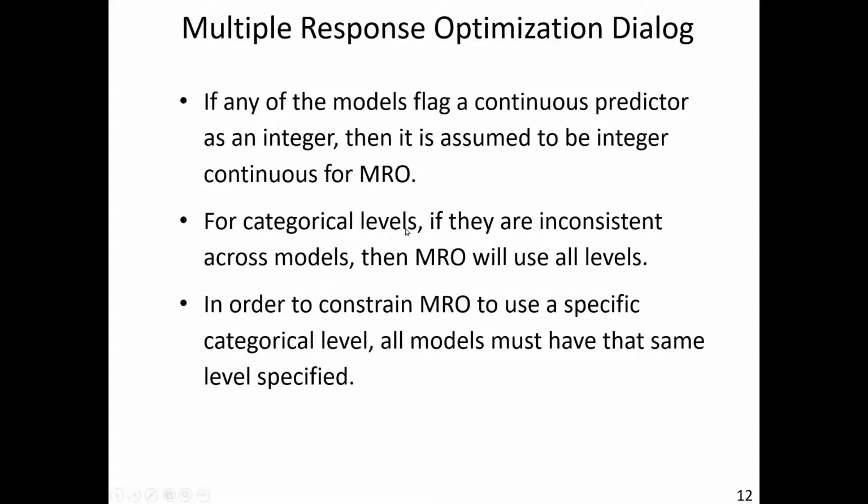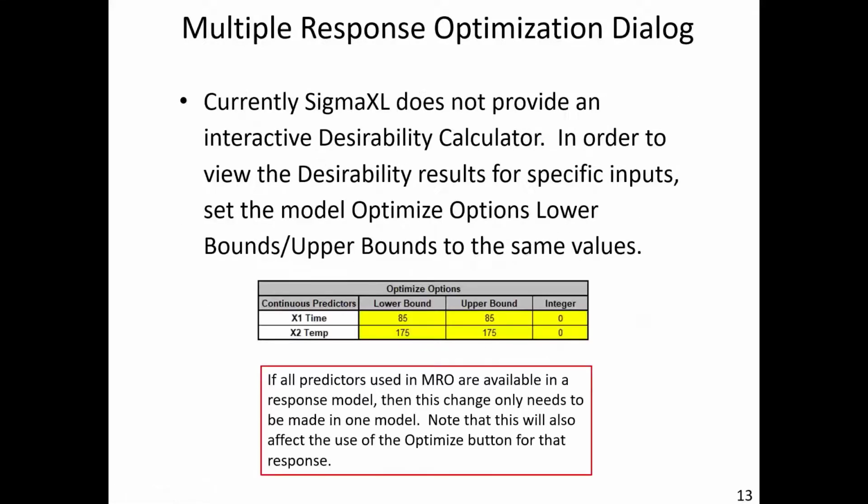Now, the only thing is for categorical levels, if there's an inconsistency across levels, then MRO is going to use all levels. You would have to actually go through each model and specify a particular categorical level. So it's a little bit of an inconvenience, but that's actually very rare. Most of the time for MRO problems, we're dealing with continuous predictors, coming say from a designed experiment, but I just want to mention that this is something that needs to be done if you want to specify a specific categorical level. Most of the time you want to leave that open and just let it solve for the best one. All right, so that's the categorical.